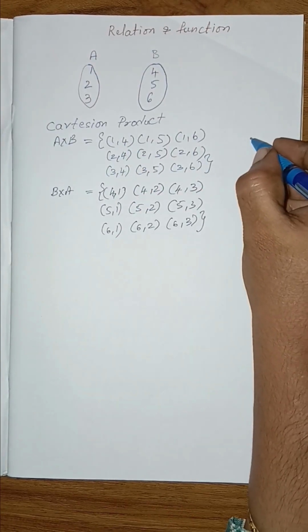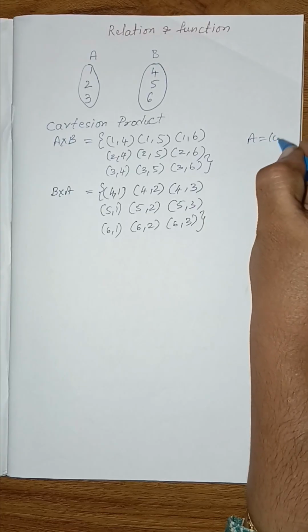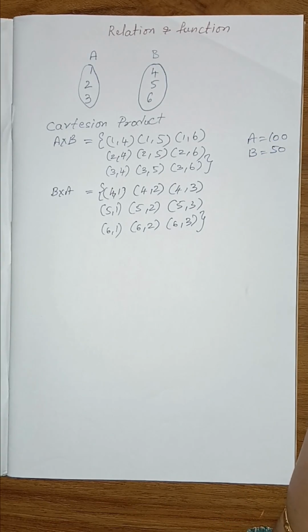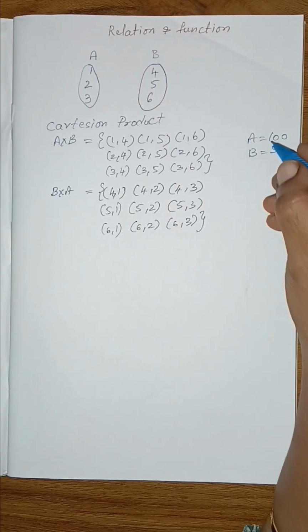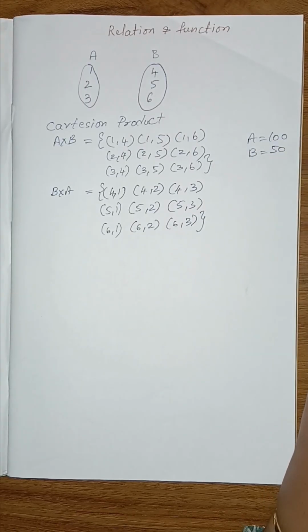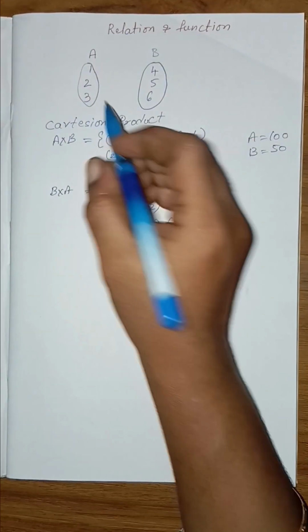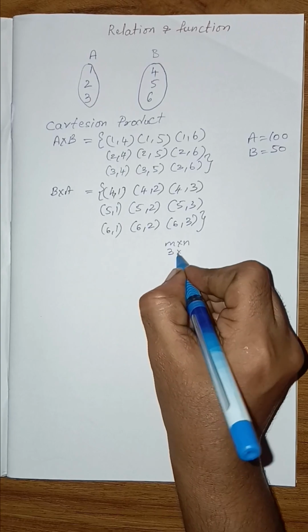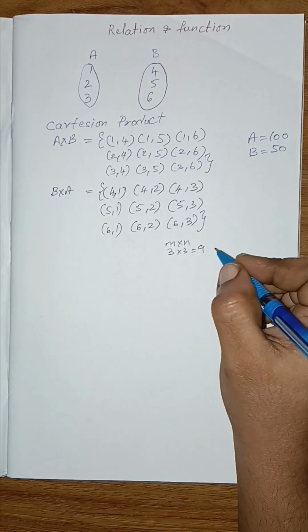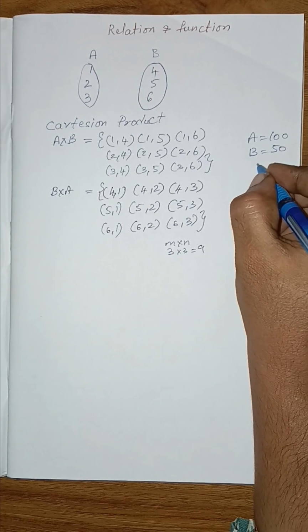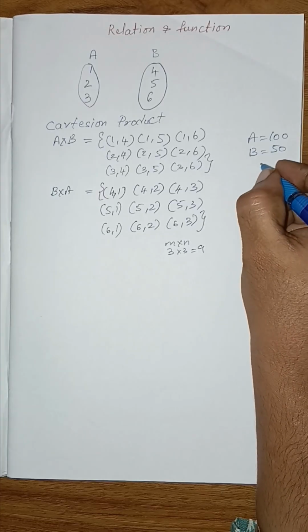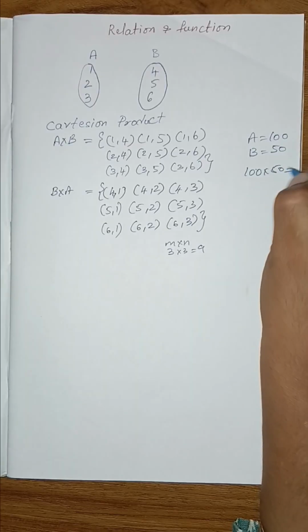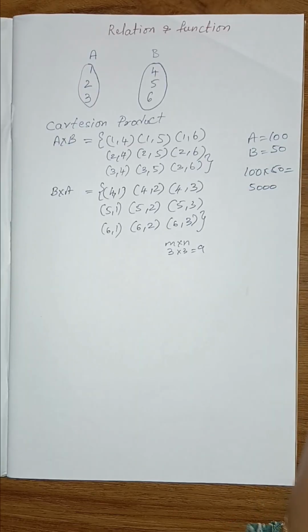So we have totally here 9 ordered pairs. If you have another set like A has 100 elements and B has 50, then how many ordered pairs can you write? You can't keep on writing. So how many ordered pairs are there? To know that, you have to multiply, that is nothing but m into n. So here we have 3 cross 3, we got 9 ordered pairs. The same way here we have 100 into 50, which is equal to 5000 ordered pairs.